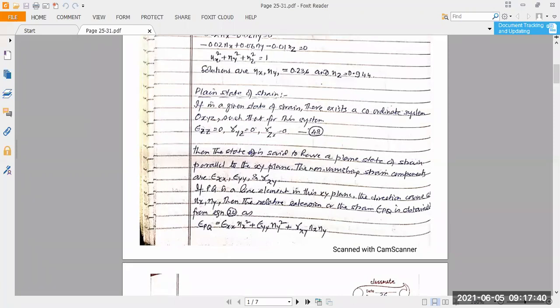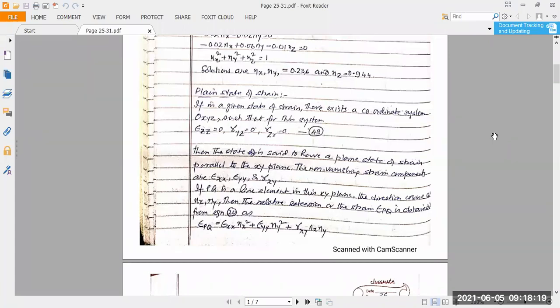Epsilon yz, the elongation on the yz plane, is equal to 0, and the elongation on zx is equal to 0, which means there is no such elongation along the z axis or on the yz and zx planes themselves. Then the state is defined to have a plane state of strain parallel to the xy plane itself.